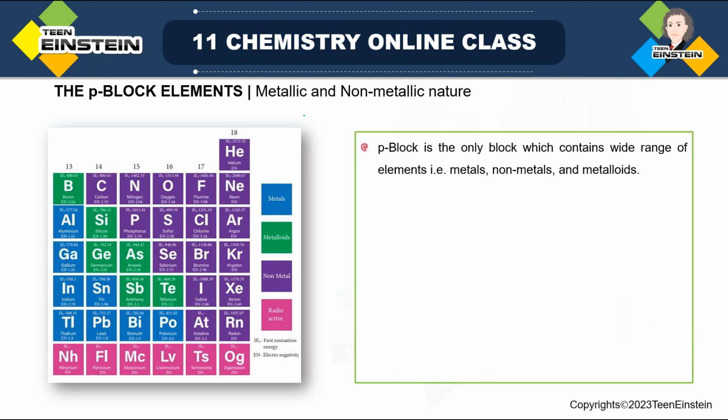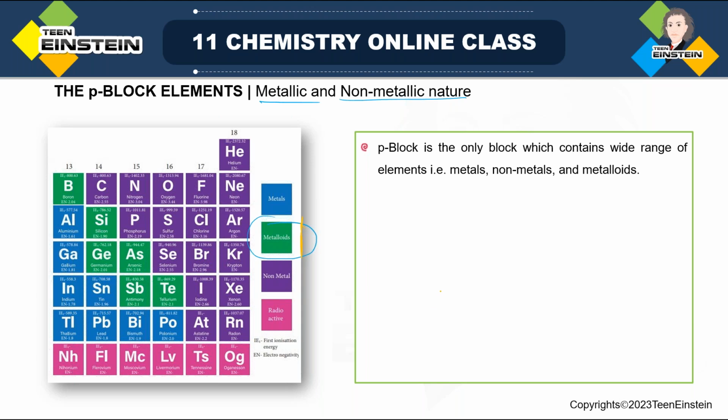Now, metallic and non-metallic character. Remember, in the s block you have seen only metallic elements, no non-metallic nature. But now the chemistry is very versatile, and that is the beauty of p block elements. You can see metallic character, non-metallic character, and even metalloid type of character. Metalloid character means which can act both as metals as well as non-metals.